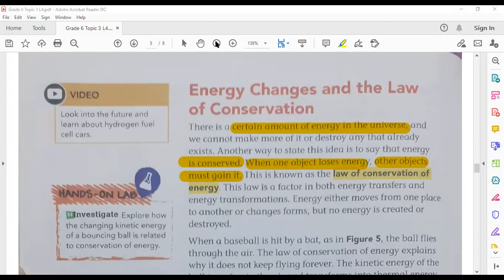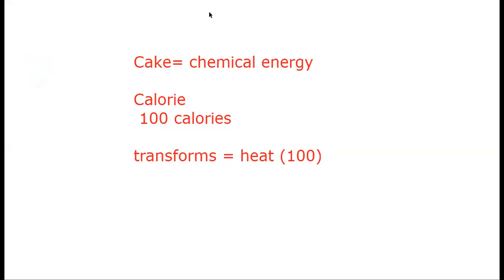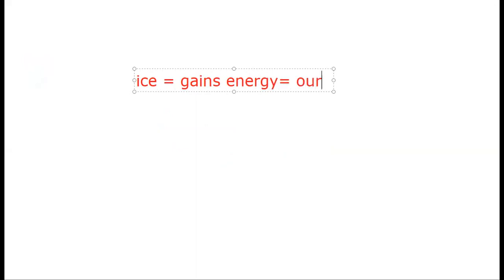Look here. What happens when ice melts? How does the ice melt? It gains energy. From where does it gain it? From outside, or from the surroundings. So in this case, the energy that is lost by the surroundings, the ice gains.